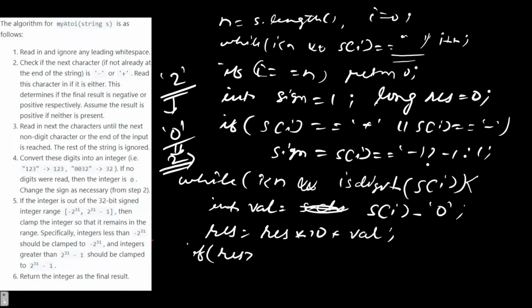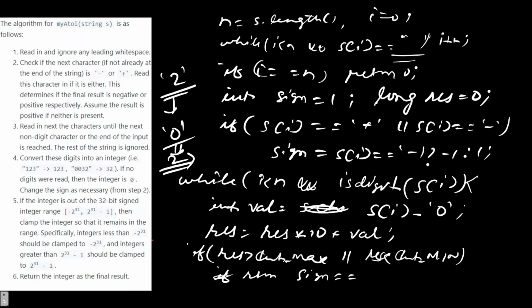So we'll check here if result is greater than INT_MAX or result is lesser than INT_MIN. In this case we will be returning based on the sign. As we have already checked our sign at the beginning, we don't have to check the minimum case separately, so we don't have to add this case here. If the sign is -1, we will return Integer.MIN_VALUE, otherwise we will return Integer.MAX_VALUE.